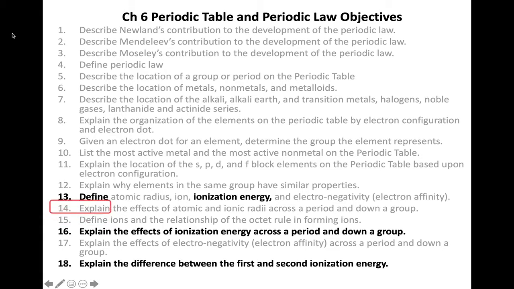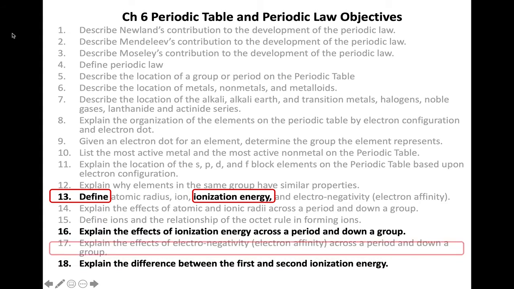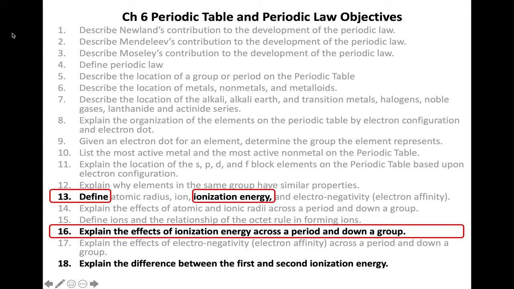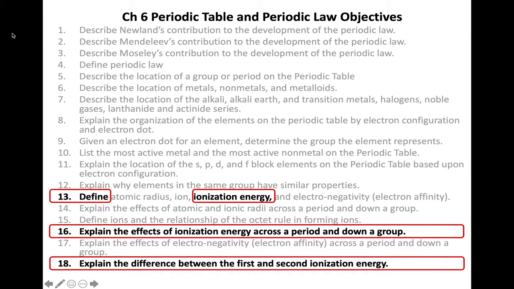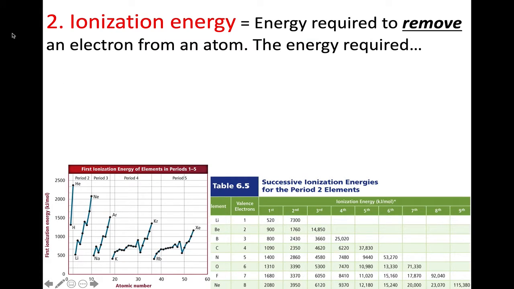So what we're going to do in this lesson is define this thing called ionization energy. Then we're going to explain the effects of ionization energy as we move across the periodic table on any given period, any given row, or down a group, as I go from one row to the next in the same group. And then from that, we'll explain the difference between the first and second ionization energies. Ionization energy is the energy required to remove an electron from an atom.